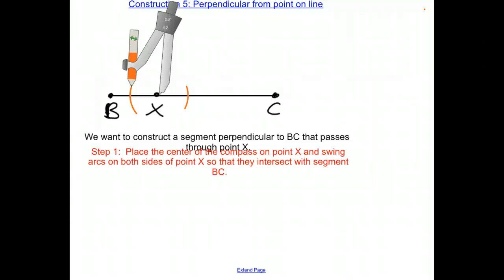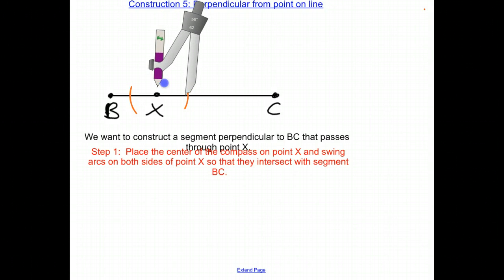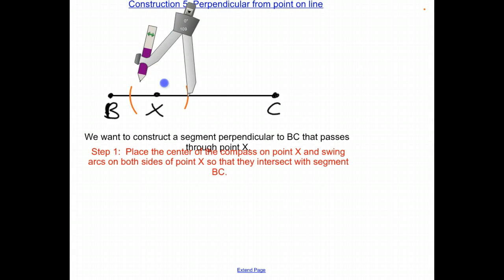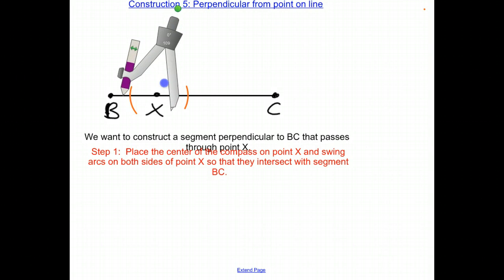Once we have completed that step, the next step is we're just going to take the center of our compass and shift it over to the intersections between BC and the arcs that we swung. We're going to make sure that the measurement of the compass is now past where X is. It doesn't matter where it is as long as it is past point X. Notice that this measurement here is past point X, which is fine.